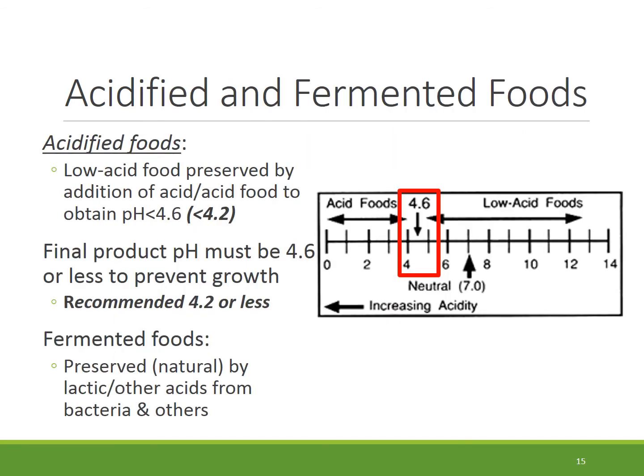Let's recap on some definitions. Acidified foods are low acid food preserved by the addition of an acid or an acid food to obtain a pH less than 4.6. Final product pH must be below 4.6. Mississippi State University recommends actually that a pH be below 4.2 for an additional buffer of safety with home processed products. Fermented foods are preserved naturally by lactic acid or other acids that are produced from bacteria.